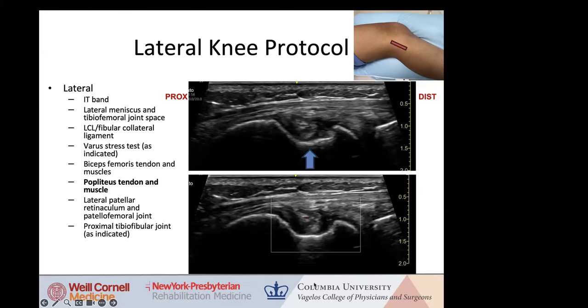But yeah, very nice, thorough presentation. And like I said, I really feel that ultrasound has been very valuable above that of MRI in sorting out lateral and posterior lateral knee pain.